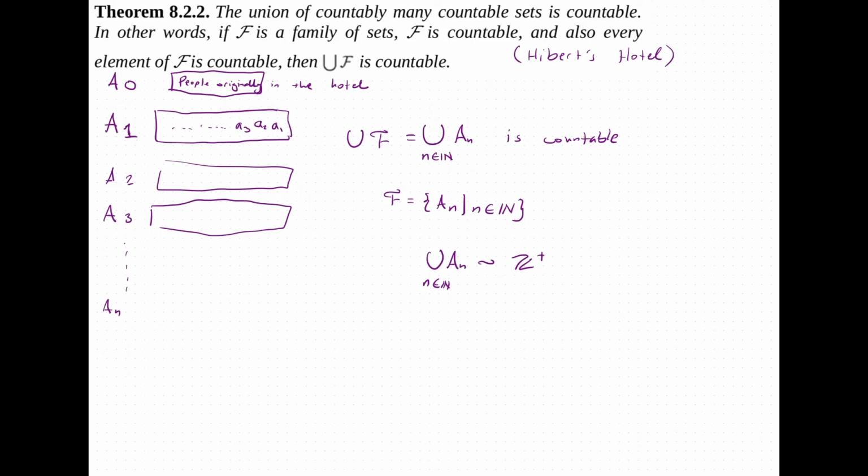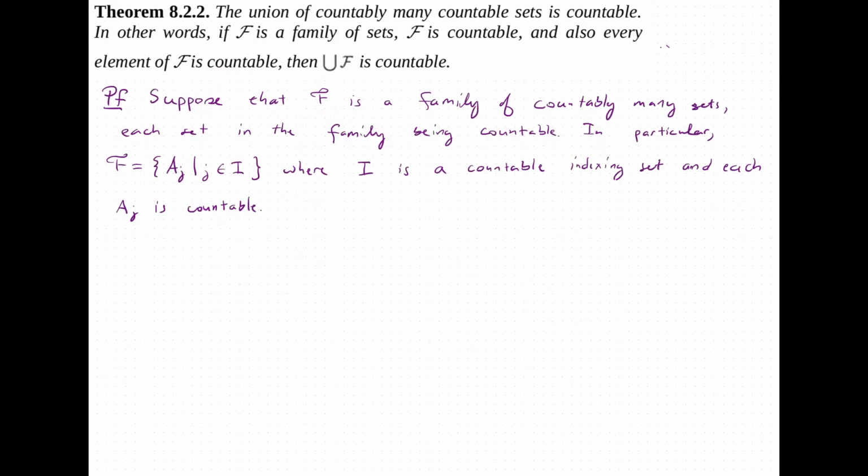But how do we prove this? And so that's the next step, proving this result rigorously. So let's get started with the proof of theorem 822. So we're supposing that F is a family of countably many sets, each set in the family being countable.